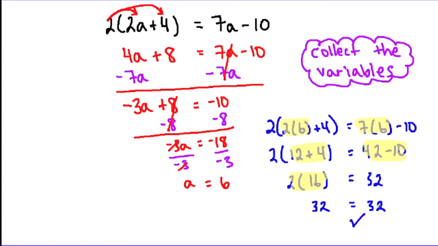So I am now confident that 6 is the value of a that makes the equation true, or simply put, that 6 is the solution. So that's how you solve and check equations with variables on both sides. And once again, remember the most important step, or the main difference here, is that we need to collect the variables on one side of the equation.